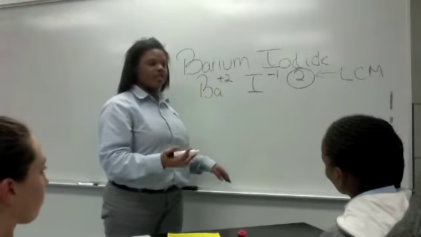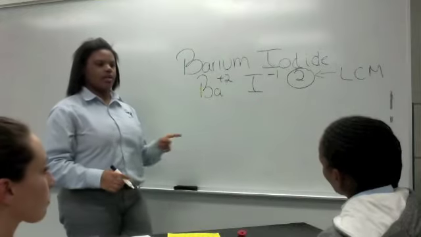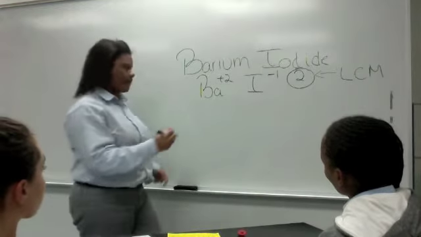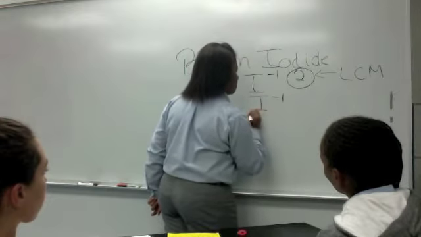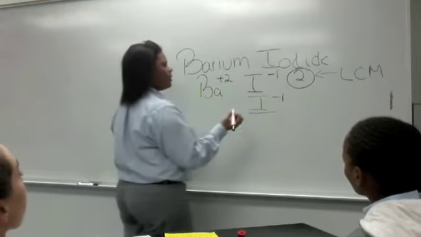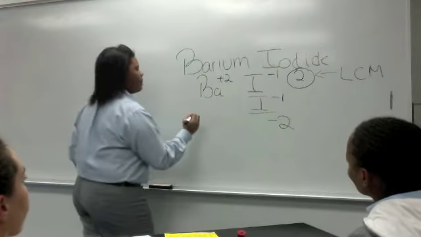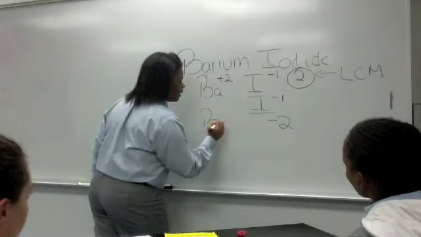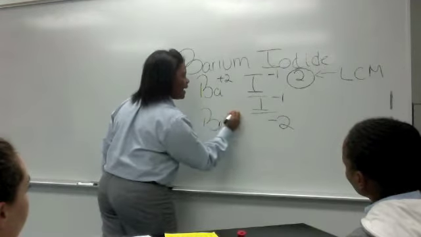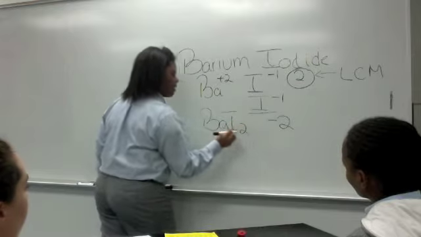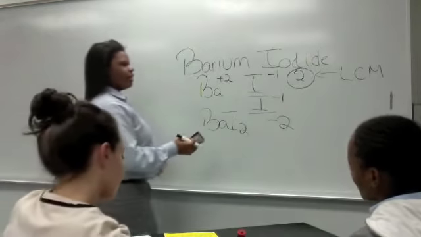So coming back to your ratio, what would I need to do so the overall charge can be 0? We need 2 iodines. So we would need 1 barium ion and 2 iodine ions. Any questions? No. Okay, so we're ready to go to number 2.